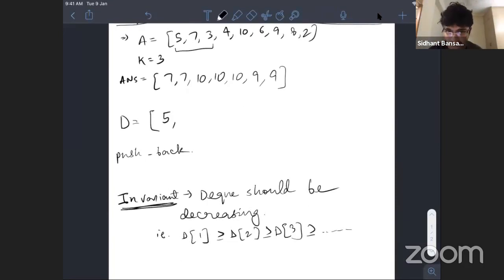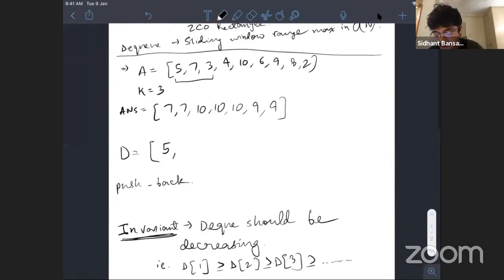So to maintain the invariant, before inserting 7, we will pop out 5. The reason for popping out 5 is because once we have seen the 7, we know 5 can never be the answer. Like 5 can never contribute because the 7 is immediately next to it. So in whichever window 5 will come, 7 will also come because 7 is to the right of it.